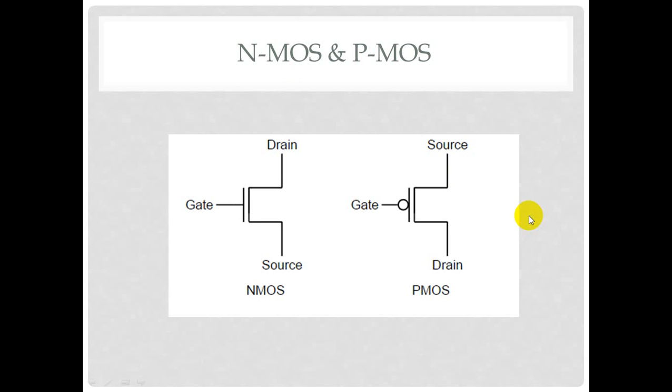So now the representation of NMOS and PMOS is in this way. This particular part is the NMOS representation, and this particular part is the PMOS representation. As you can see, the PMOS representation contains a bubble at the start. This bubble represents that the input is notted, meaning it's the inverted input that is taken in.